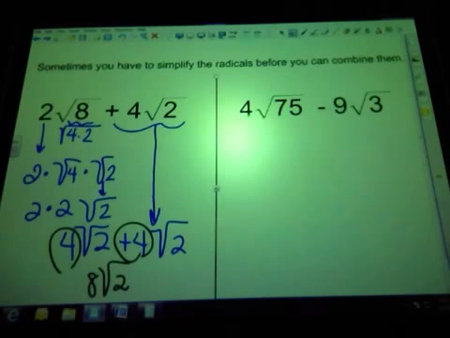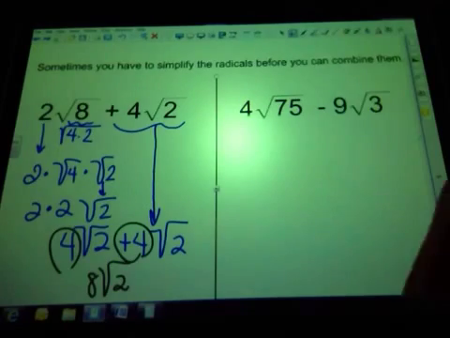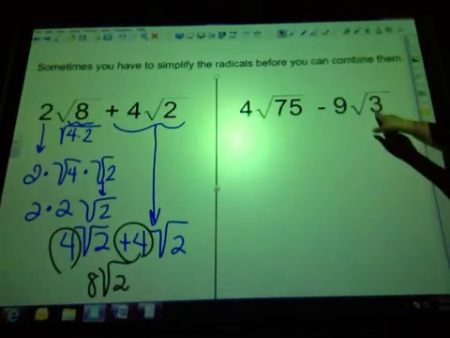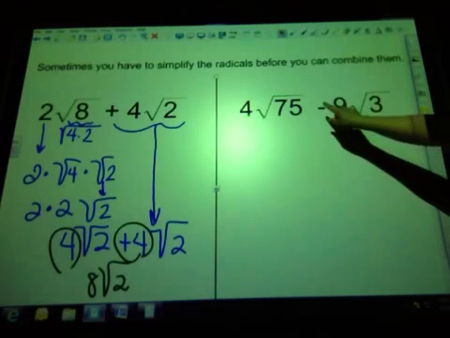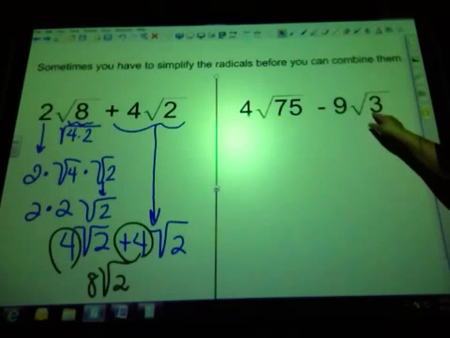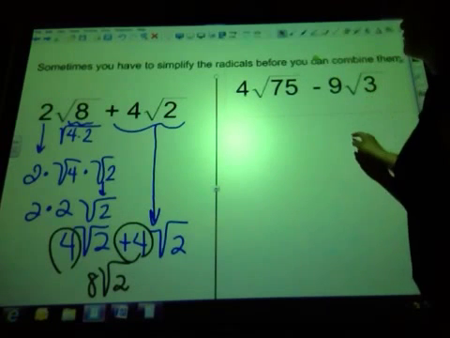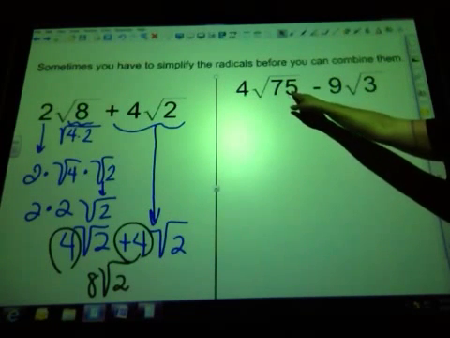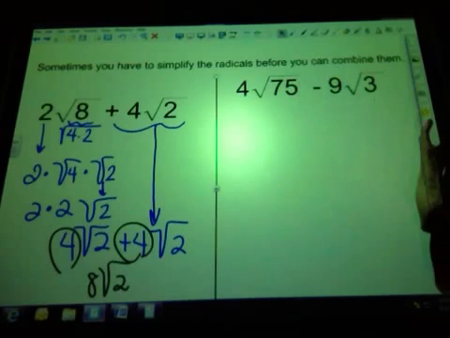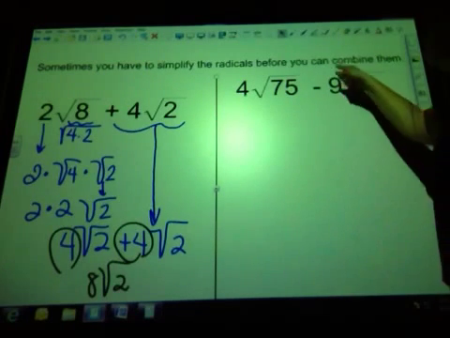On the right-hand side, we have 4 times the square root of 75 minus 9 times the square root of 3. So my hint is that I want to get the 75 to have a square root of 3 in it so I can combine the like terms. So I'm going to break apart 75. I think about 3 times what gives me 75? Well, 3 times 25 is 75.